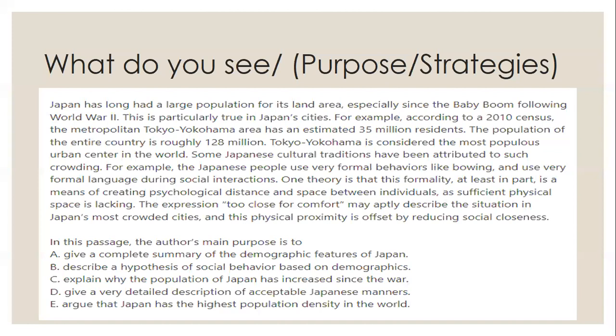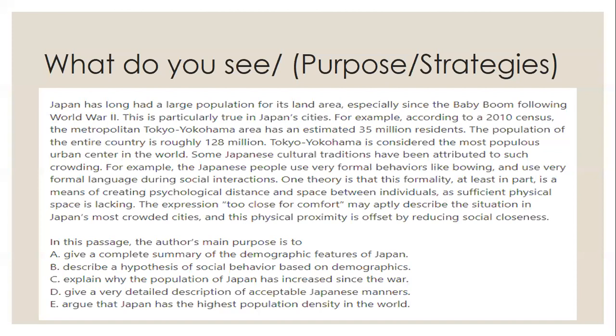Is it A, to give a complete summary of the demographic features of Japan? B, describe a hypothesis of social behavior based on demographics? C, explain why the population of Japan has increased since the war? D, give a very detailed description of acceptable Japanese manners? Or E, argue that Japan has the highest population density in the world? We have any takers? Which one do you think it is?